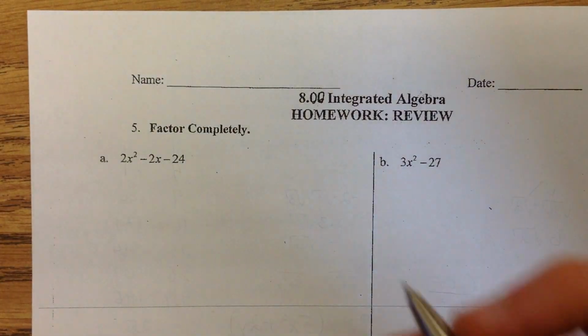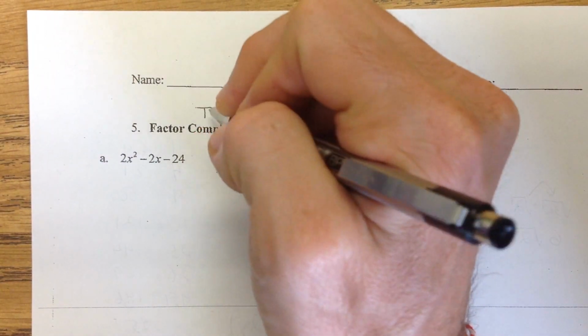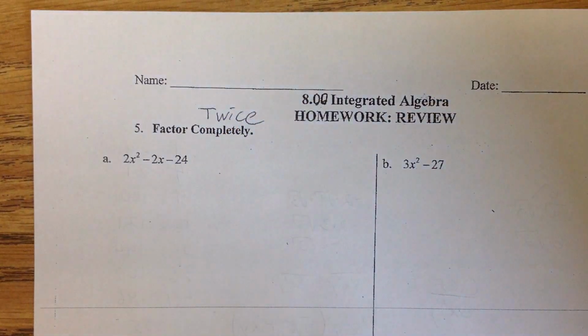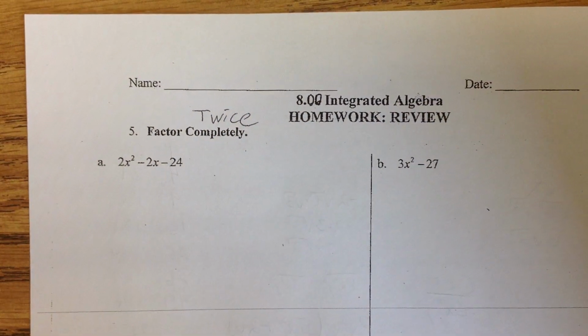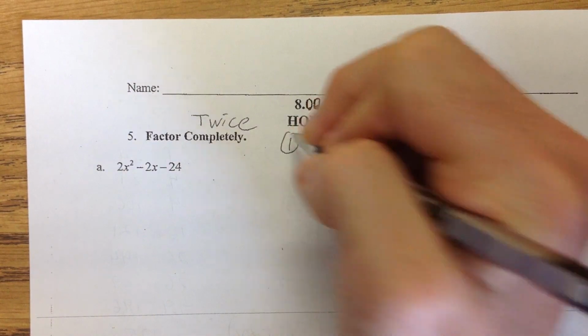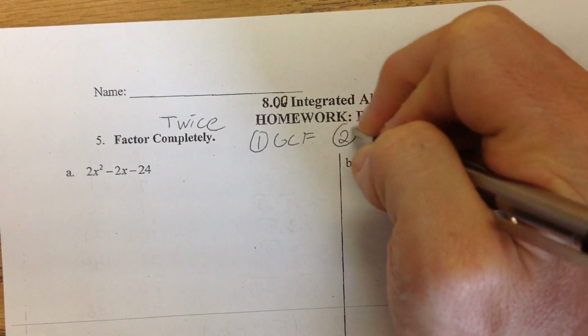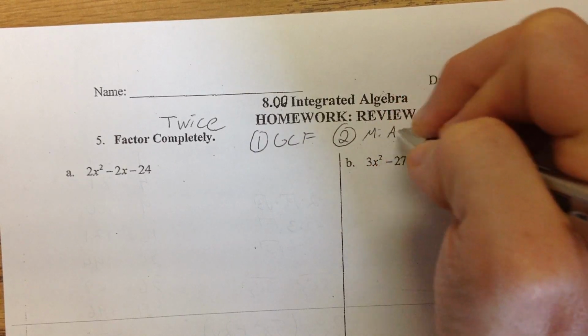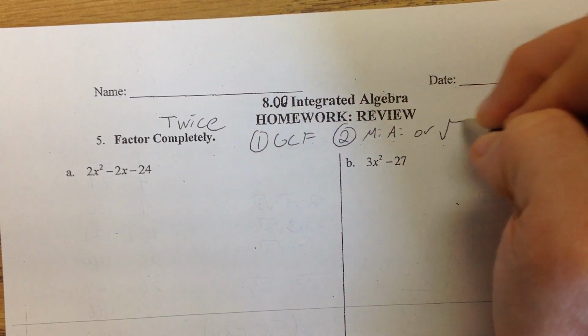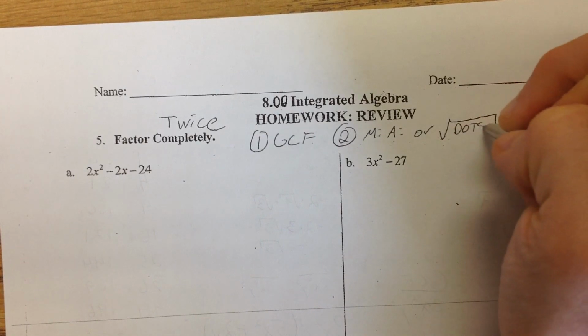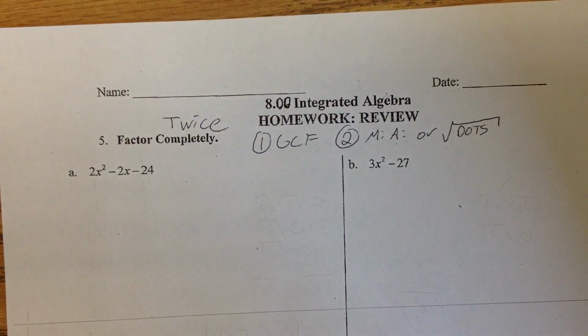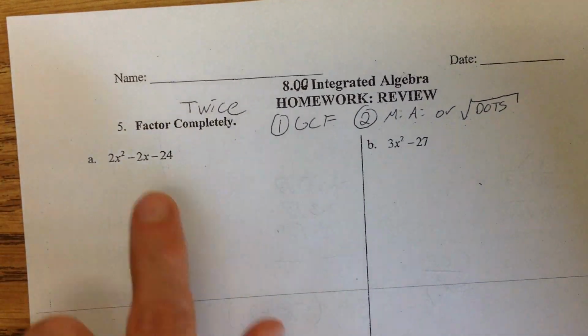Factor completely, which is code for factor twice. So we're going to start by taking out a GCF. Step 1 with these is always to take out a GCF, at least it is this year. And then step 2 is multiply and add or dots, depending on whether you have 3 terms or 2 terms. So let's take a look at this first one.